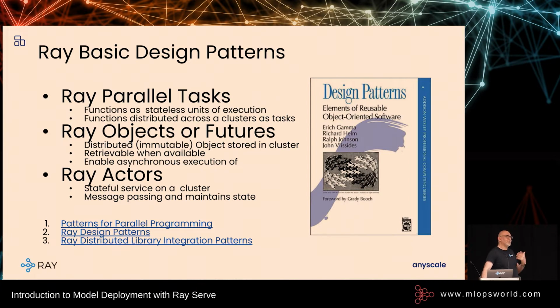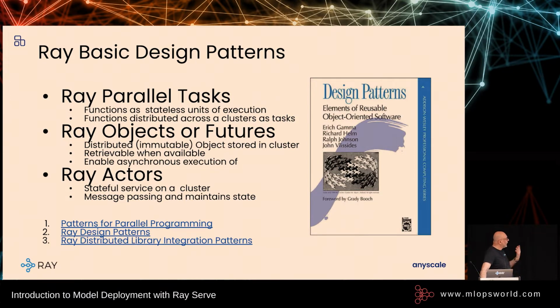No different from a speech language that has parts of speech, and a sentence is structured by a verb, and grammar, preposition, all that. No different over here. So Ray introduces three design patterns. One is called a parallel task, which are functions that can be converted into a stateless task. And this allows us to distribute at massive scale.